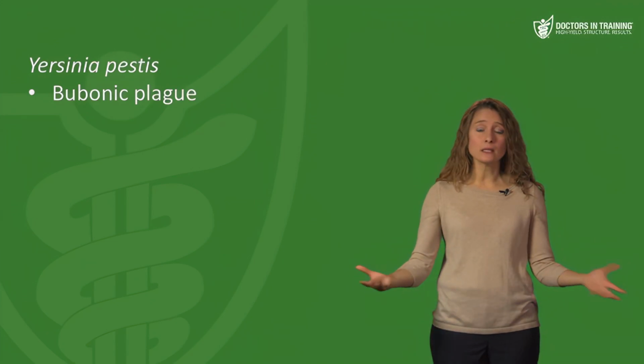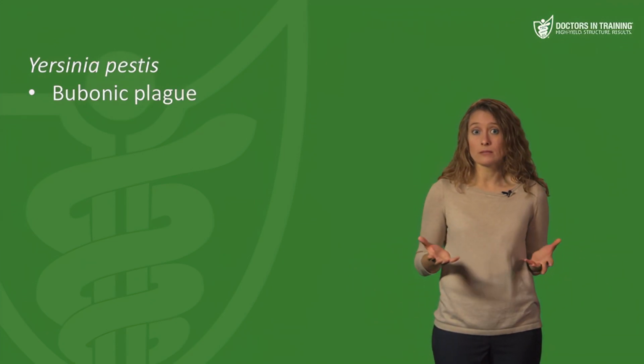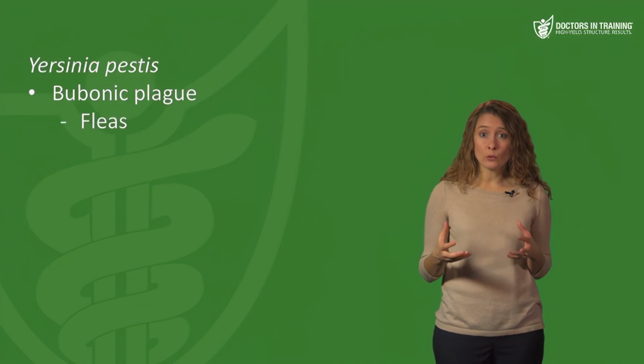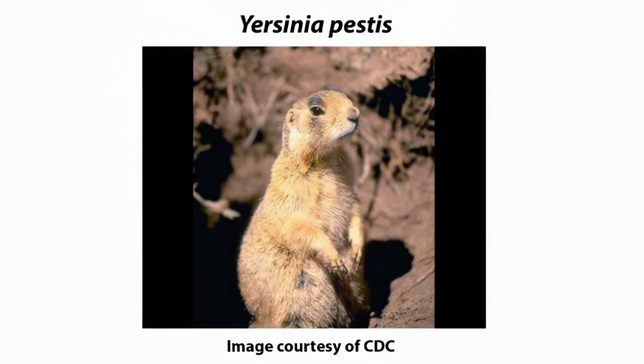And plague still occurs here in the United States, just on a smaller scale. It's still mostly spread by fleas, but one of the animal reservoirs in the US are prairie dogs. So beware of prairie dog infestations.